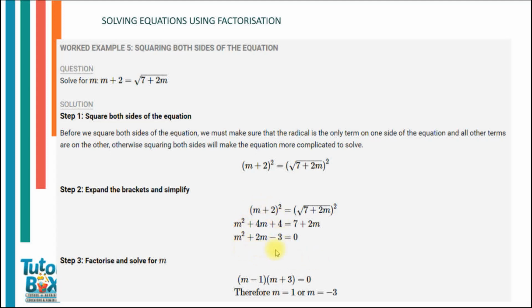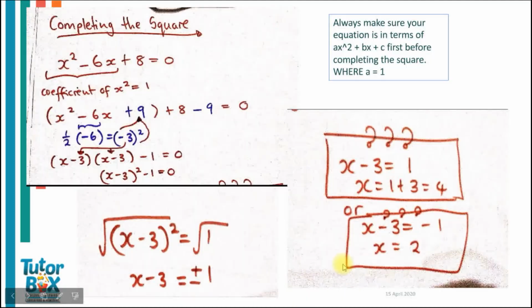And then factorize. That's what they mean by solving equations using factorization. Factorize this part. You look for the factors of 3 that when you multiply, you get minus 3, and when you add, you get plus 2. That'll be minus 1 and plus 3. So your answer, therefore, would be m minus 1 is equal to 0 or m plus 3 is equal to 0. So m is 1 or m is equal to minus 3.